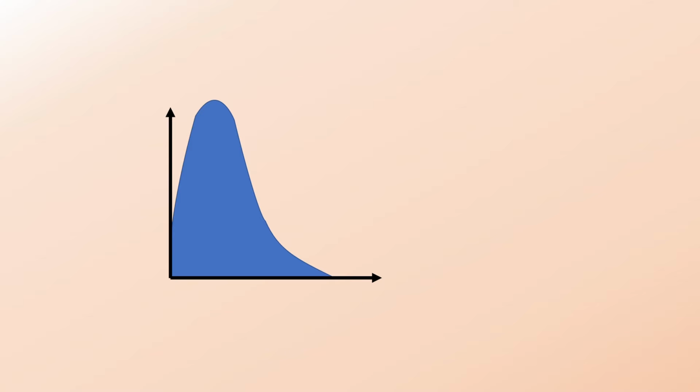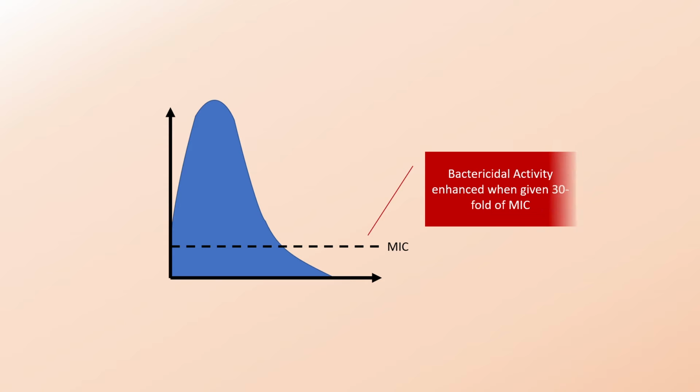Fluoroquinolones actually exhibit area under the curve / minimum inhibitory concentration dependent killing, which is also known as AUC/MIC dependent killing. Like I told you earlier, fluoroquinolones exhibit bactericidal activity. Now, this activity is more pronounced as serum drug concentrations increase to about 30-fold of the MIC of the bacteria.